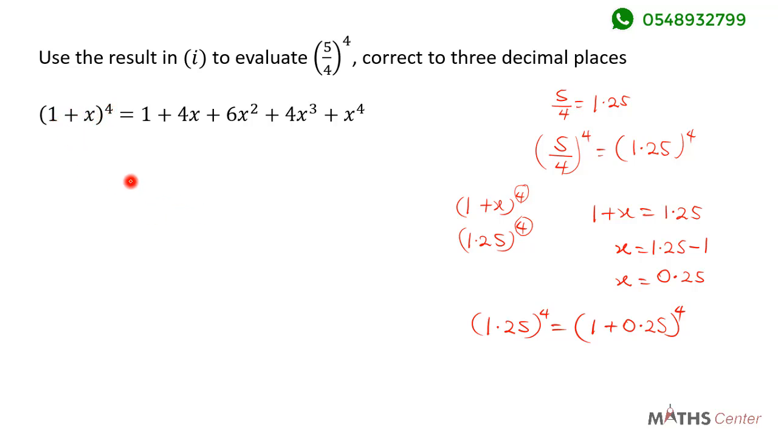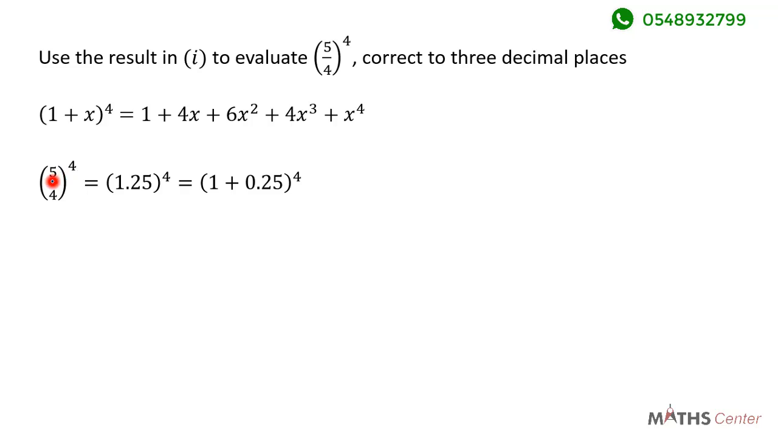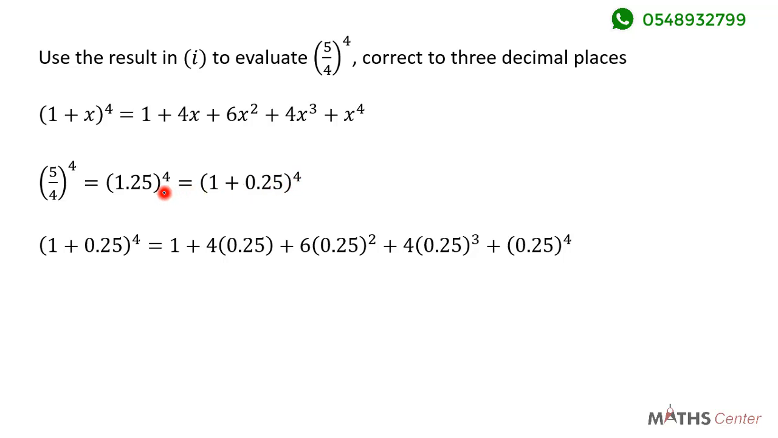Now you can see that we have 1.25 exponent 4 in the same form as 1 plus x exponent 4. As we have seen, 5 divided by 4 exponent 4 will be equal to 1.25 exponent 4, which is 1 plus 0.25 exponent 4. And so by comparison, we can see that x is 0.25. So if you want the value of 5 divided by 4 exponent 4, we have to substitute x is equal to 0.25 into this expansion.